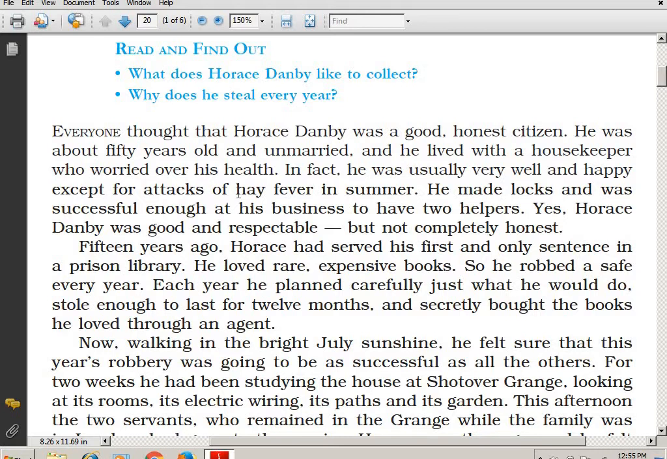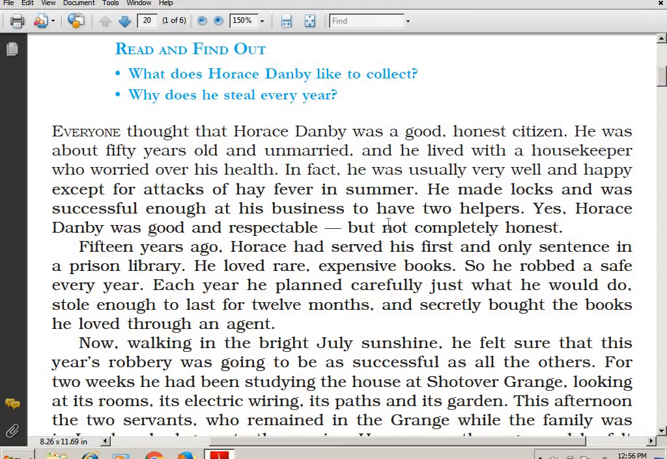And what is hay fever? Hay fever is a disorder affecting the nose and throat caused by allergy to pollen or dust. Some people get an allergy to flowers, some people to dust. Horace Danby also had this allergy, and that is called hay fever. He used to get it in summer. He made locks and was successful enough at his business to have 2 helpers. So what was his business? He made locks and he was successful in his business. He also had 2 helpers to help him.